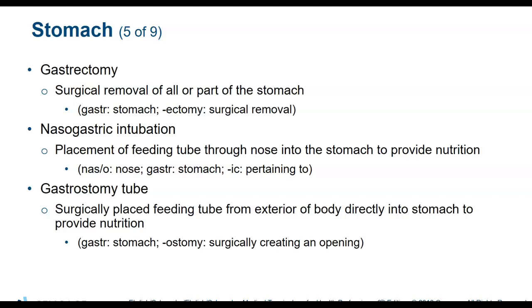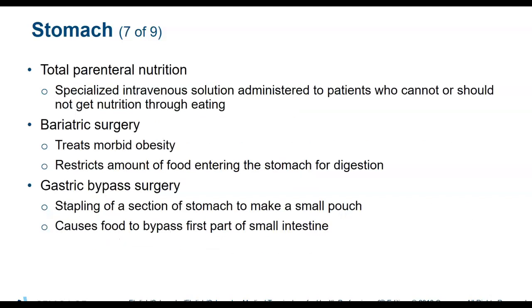An NG or nasogastric intubation is when you put a tube through the nose and it either provides nutrition for the patient or it pulls out the acid from the patient so they don't have a lot of stomach upset. Gastrostomy tube is when they put a feeding tube in for the patient that is not able to actually eat. TPN, total parenteral nutrition. Again, that's going to be IV solution, and they're going to get all their nutrition through that.